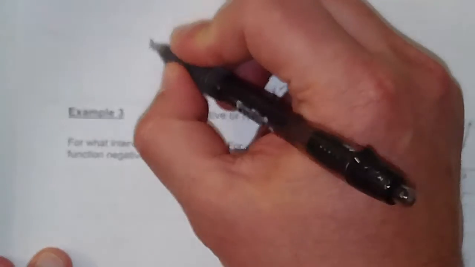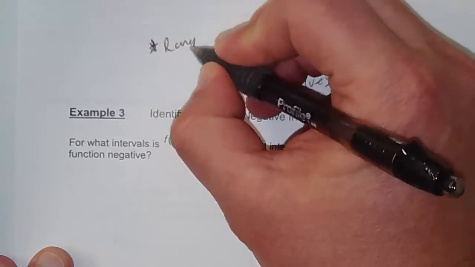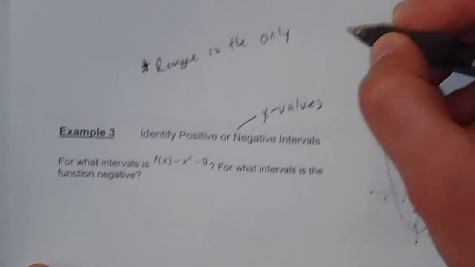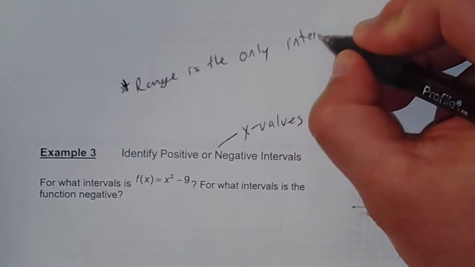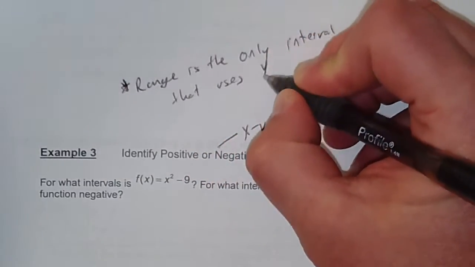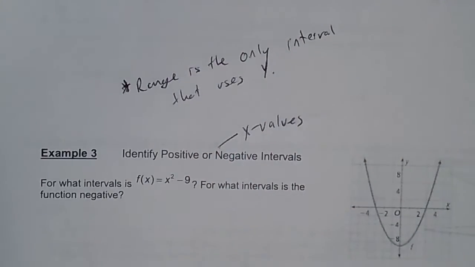So if you want to make yourself a little note just up here, we'll say range is the only interval that uses y. Okay, anything else we use, we're always saying from an x to an x. So whether we're talking domain, positive, negative, increasing, decreasing, all these new types of intervals we're going to talk about today use the x.